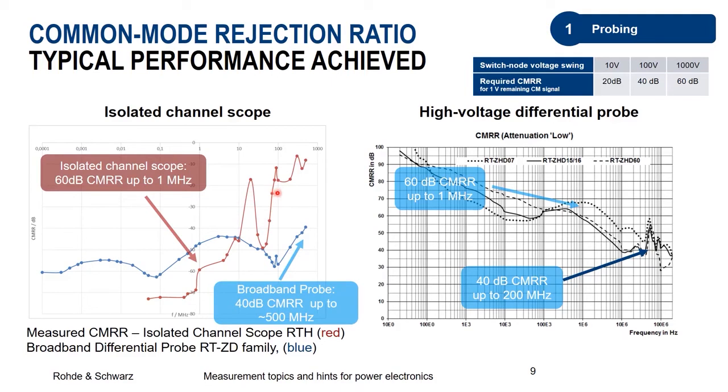One of the reasons for that is that isolated channel scopes are not symmetric, and when you use passive probes, which are also not symmetric, at some point in frequency, the common mode rejection ratio cannot be great anymore.